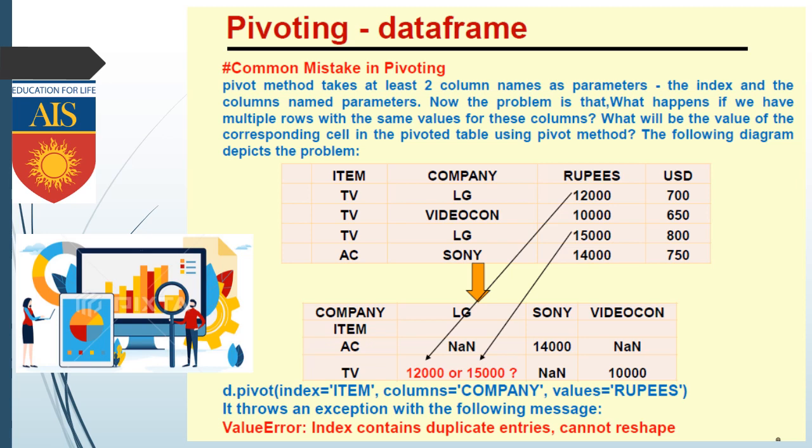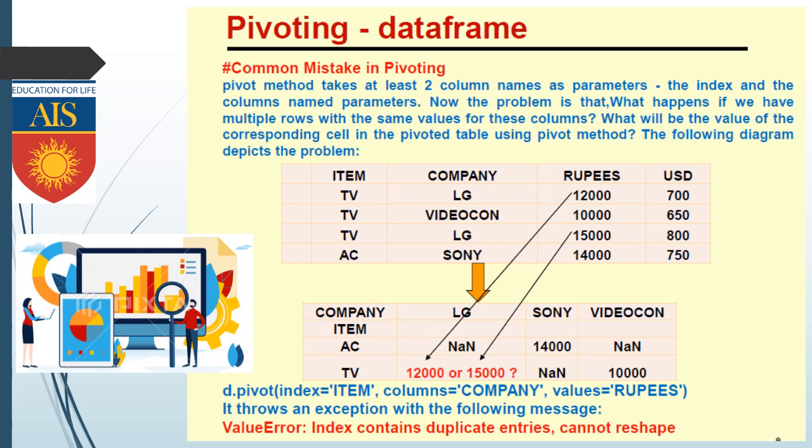What will be the value of the corresponding cell in the pivoted table using the pivot method? The following diagram depicts the problem. Here we can see the table with the columns item, company, rupees and dollar. If you want to create a pivot on the basis of the field named company, then it will look this way.